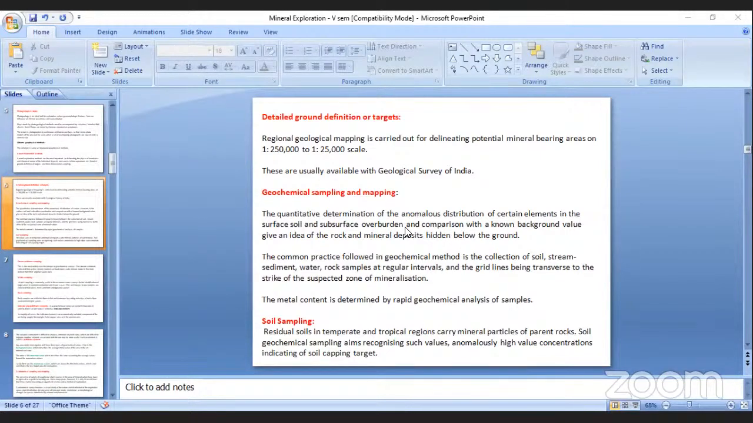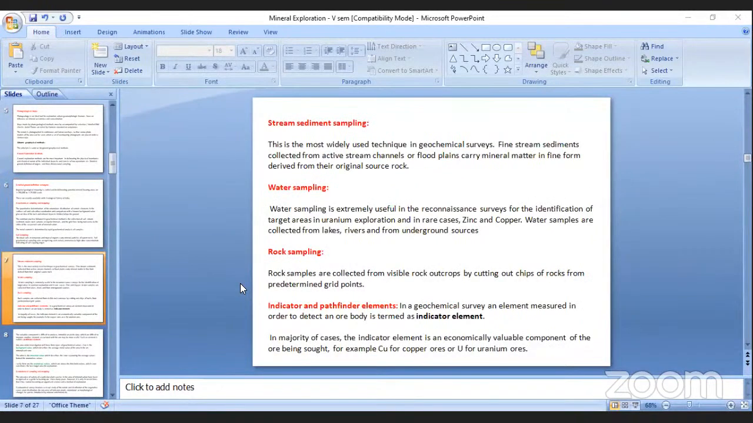And also, mostly we will identify the anomalous zones there only. So briefly, I'm telling you, we should collect the sample from the B horizon only, particularly because the B horizon has fertile soil. That's one thing. And the next one is stream sediment sampling.